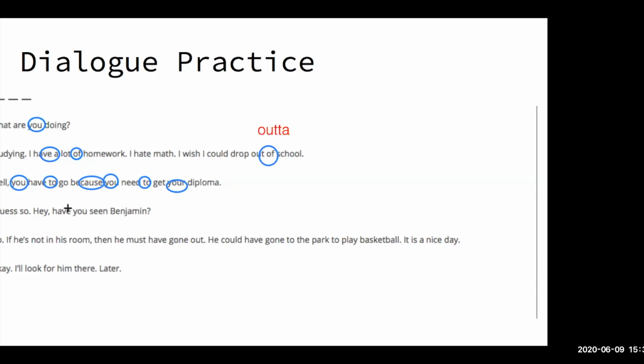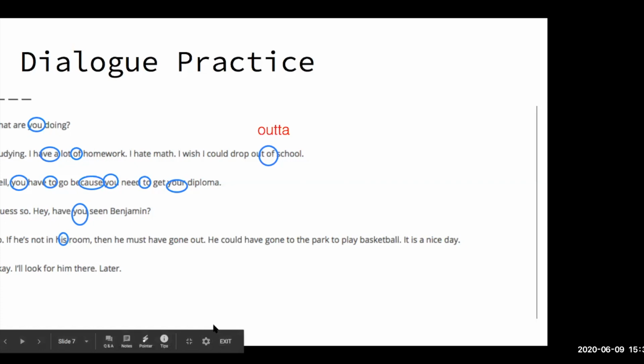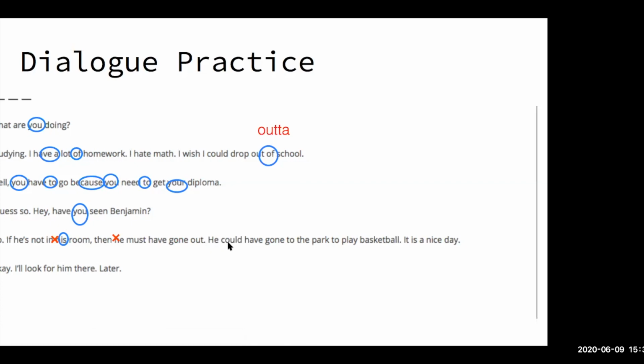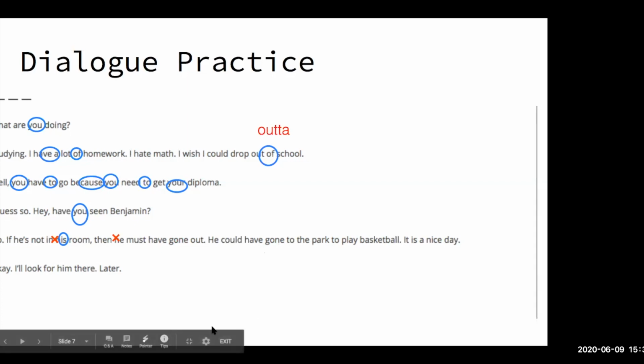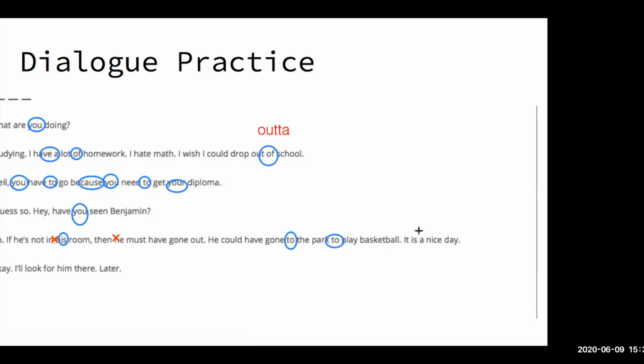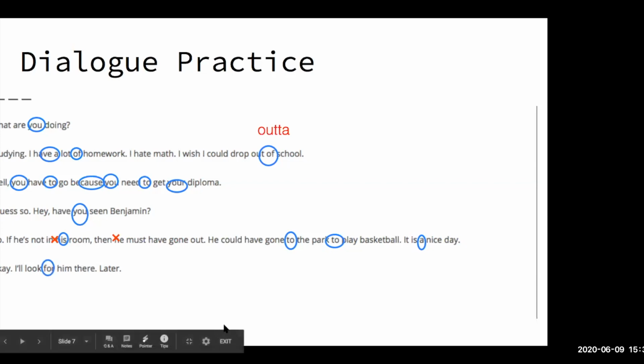I guess so. Hey, have you seen Benjamin? No. If he's not in his room, right? Because we don't pronounce that H sound. We're going to get rid of that. Get rid of that H sound. No, if he's not in his room, again, get rid of that H, X out that H. He must have gone outside, or he must have gone out. He, in the beginning of the sentence, you want to keep that H sound. He could have gone to the park to play basketball. It is a nice day. Okay, I'll look for him there later.